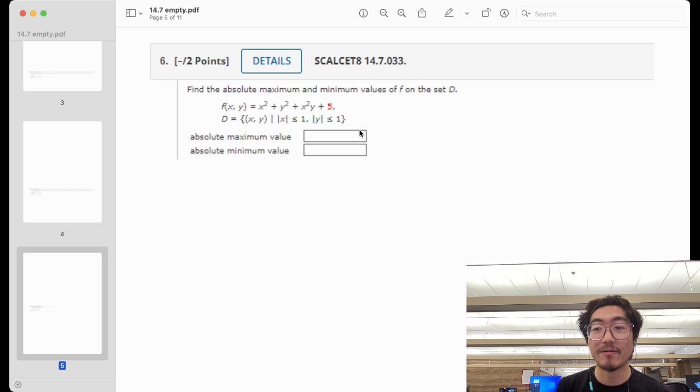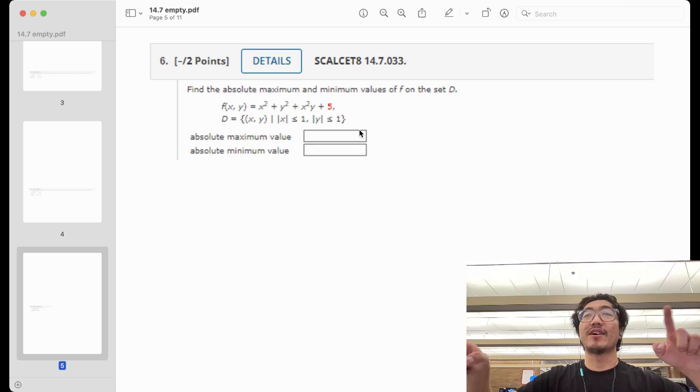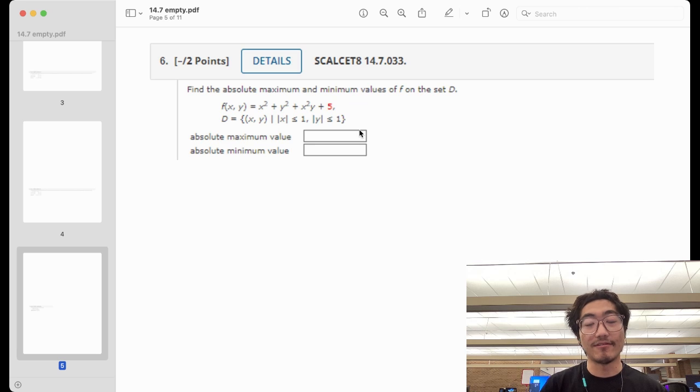Absolute maximum and minimum is in the closed interval method. We have a function f of x on an interval [a, b]. You find the critical points, find the local max, and find the absolute maximum and absolute minimum. Now, this is the same thing as chapter 14.7, which is multivariable functions.